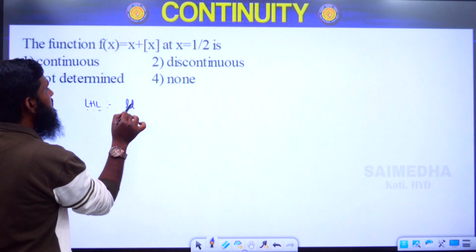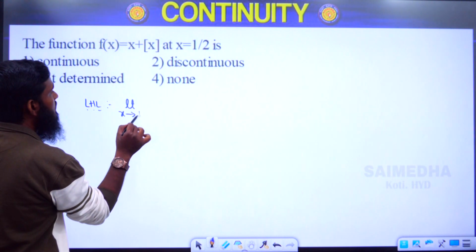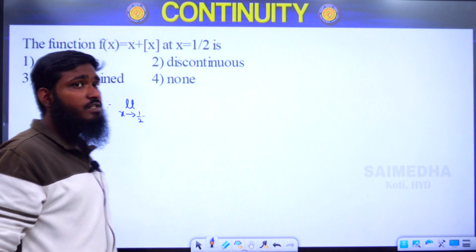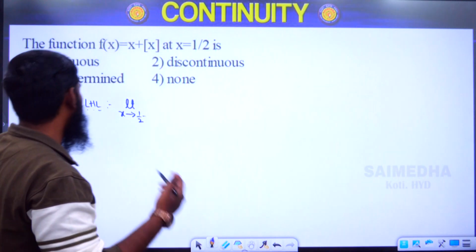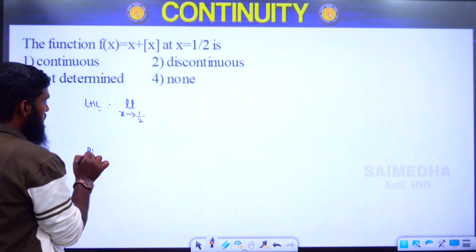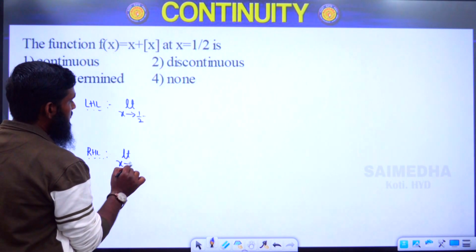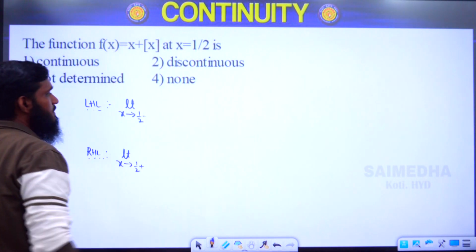LHL means we have to take the limit as x tends to 1 by 2 minus. Okay. Now next we are taking RHL. RHL means limit x tends to 1 by 2 plus.